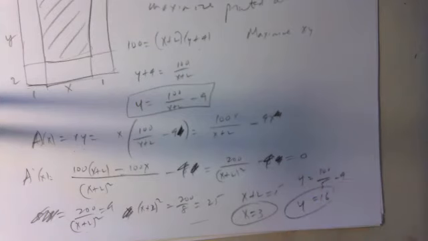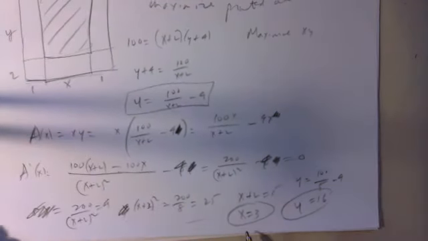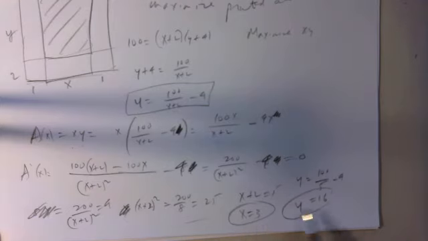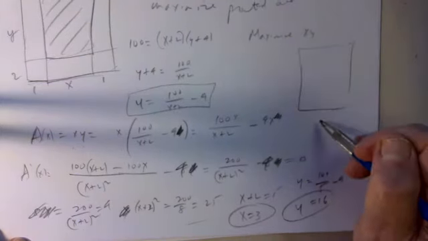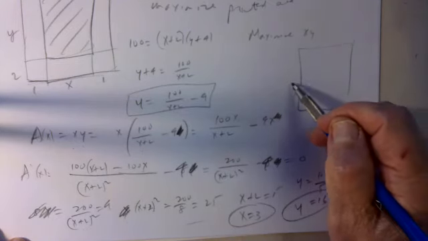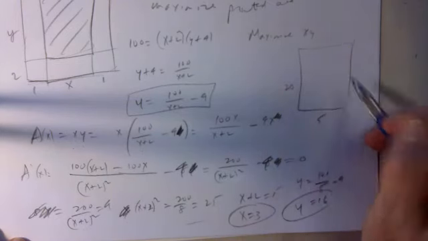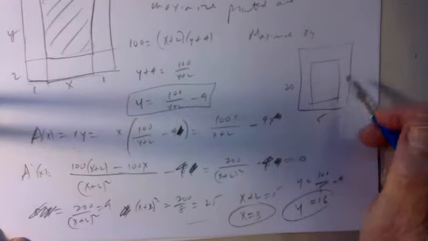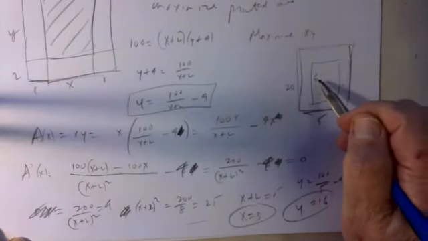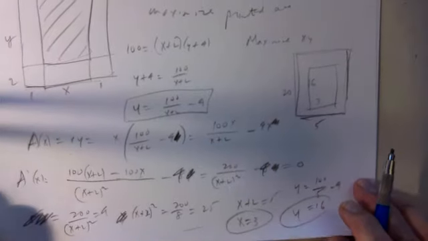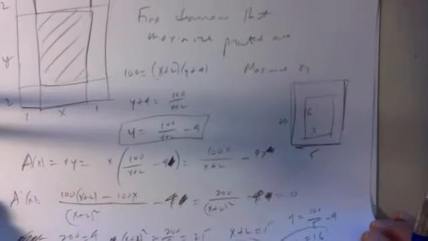So you maximize the area of the printed poster when x is 3 and y is 16. So the dimensions of the whole poster are 5 by 20. And the inside poster is 3 by 16. Okay, good. That was number 16.